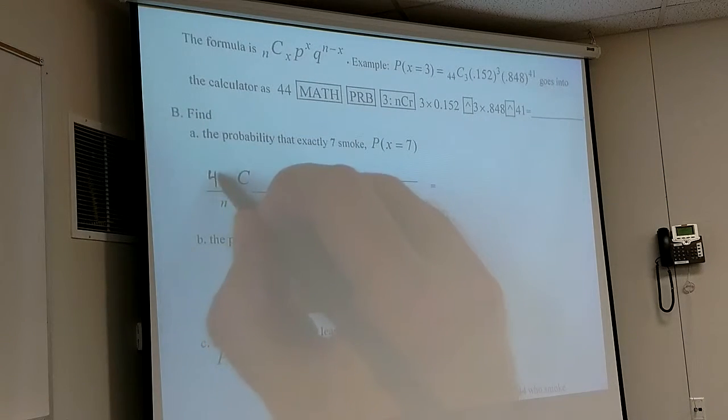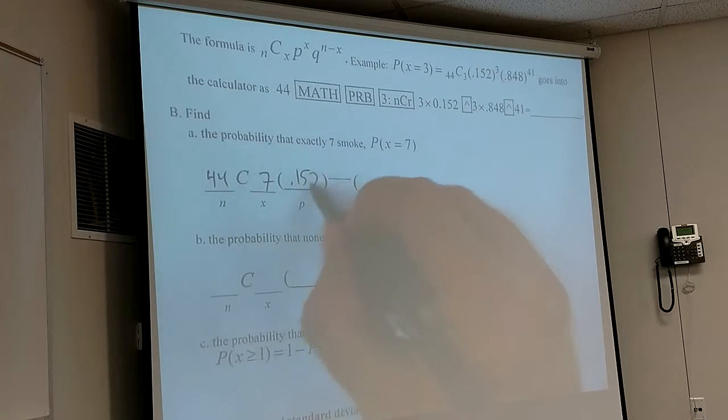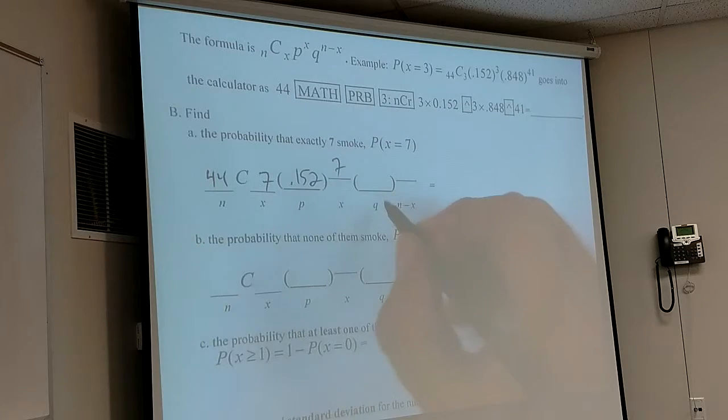So now I got 44. Choose 7 to smoke. So we got 7 of these people, and we got 37 of the other people.